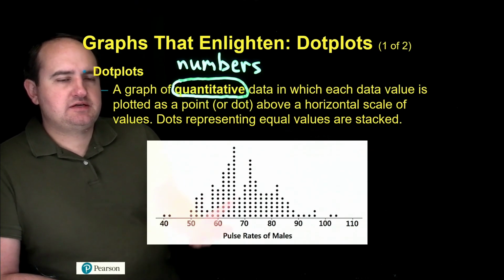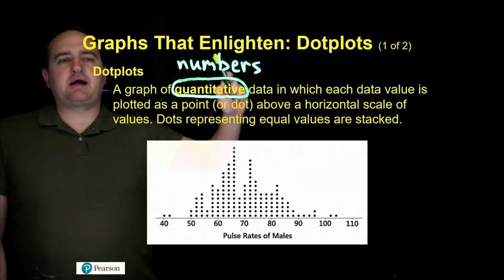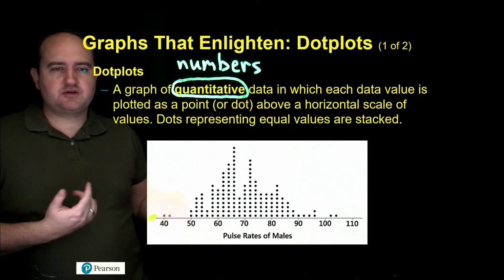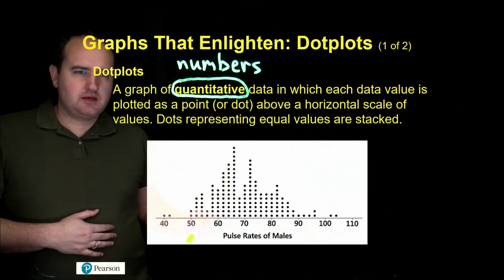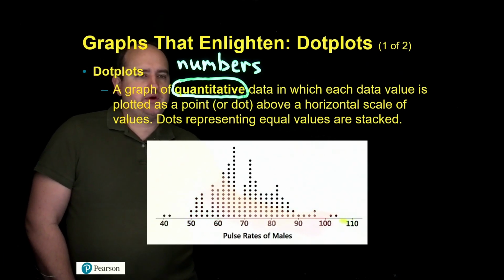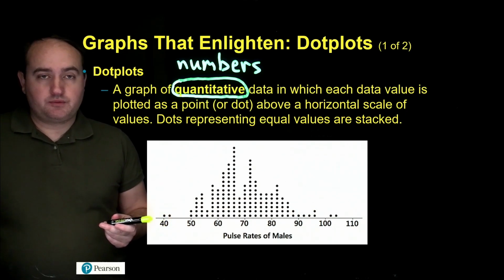So as you can see, a dot plot is very helpful. That's why they call it a graph that enlightens, because it helps us understand the shape of the data. So very clearly in this picture, we can see that these values at around 40, and then also these couple of values that are past 100, these are what we would call outliers.